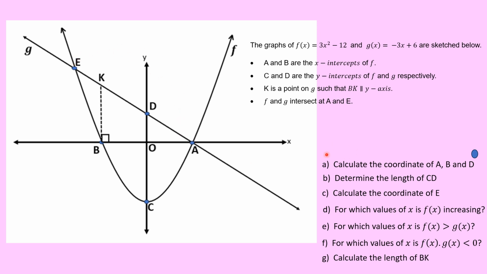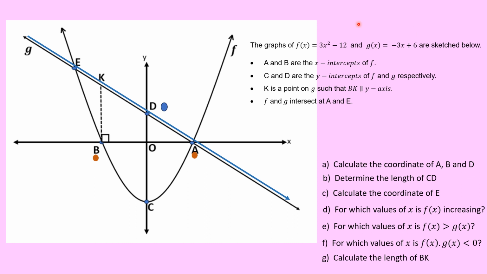Okay, let's look at A. Calculate the coordinates of A, B, and D. So A over there, we saw, is the x-intercept, and B as well is an x-intercept. So how do we find the x-intercept? By making y 0. And on which graph? The parabola. Do the answers on the following slideshows. So we said that is of the f of x graph, then that is that equation.